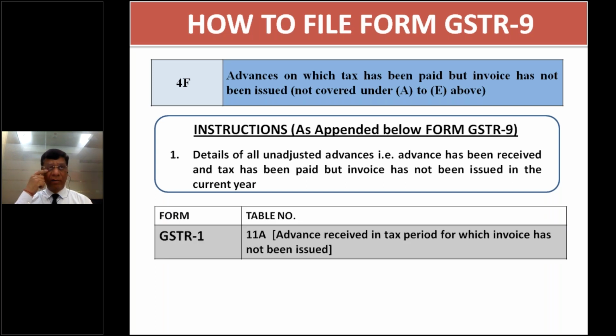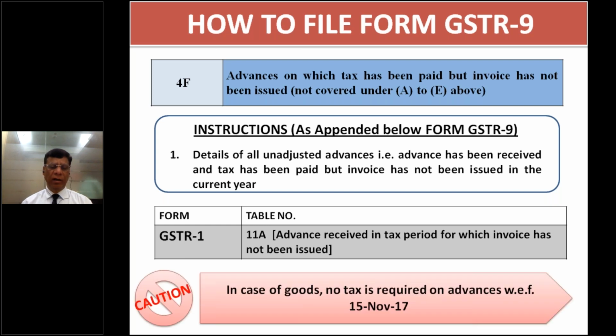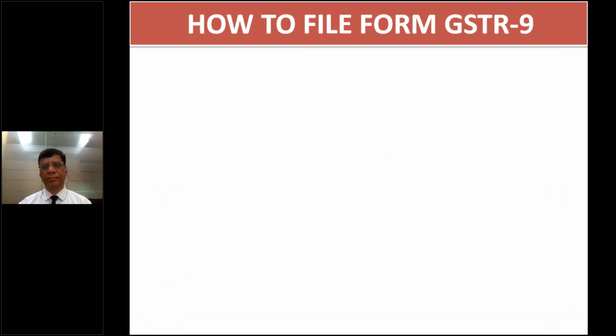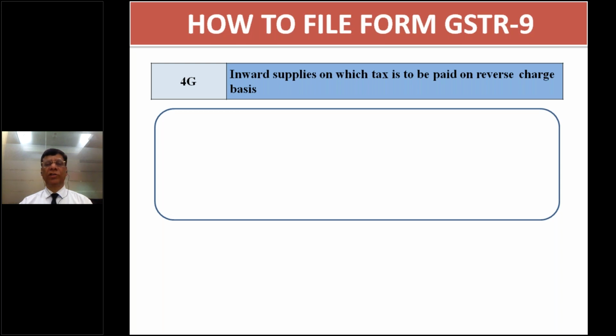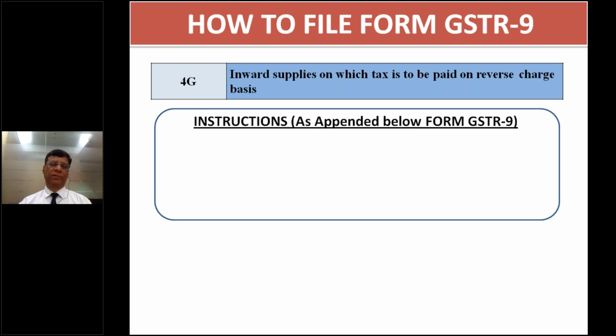GSTR 1, 11A. Advance received in tax period for which invoice has not been issued. Now we know that table 11 contains the details of advances received, advances adjusted, balance advances. So all those informations are to be carved out from table 11 of GSTR 1. Here the caution is that in case of goods, no tax is required on advances with effect from 15th November 2017. Inward supplies on which tax is to be paid on reverse charge basis.